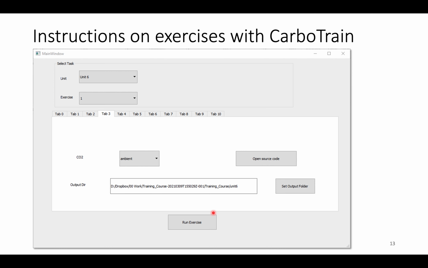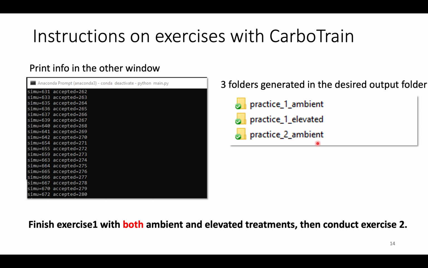Finally, I'll talk about how to conduct the exercises with the package carbon tree. In the main window, click Unit 6 on the exercise number. You are able to access the source code by clicking this button. After choosing all settings, click Run Exercise. All information at runtime will be printed in the other window. This information is to notify you of the process and help you debug if any error occurs.